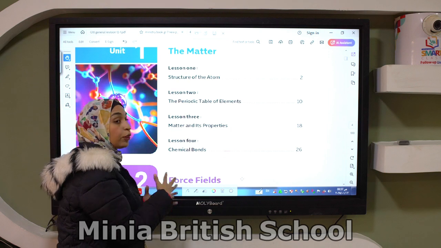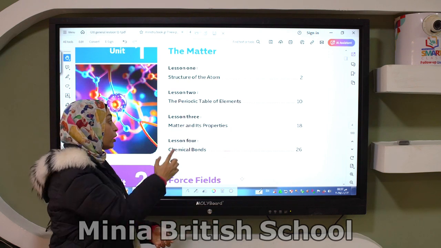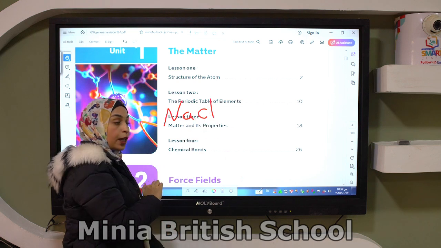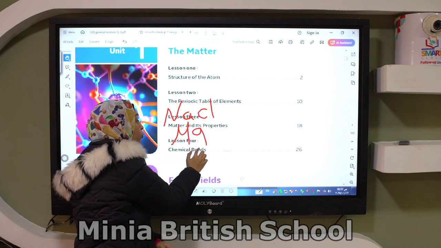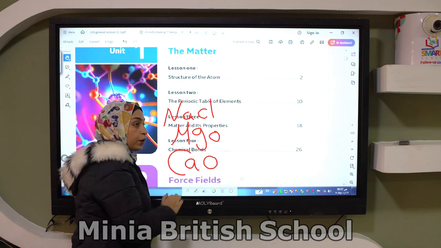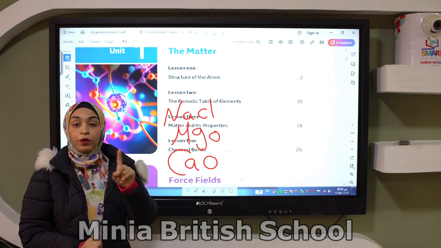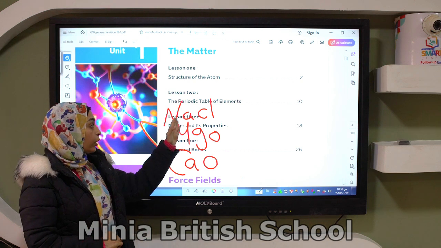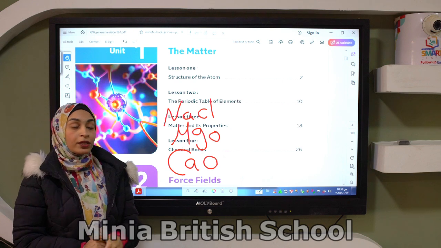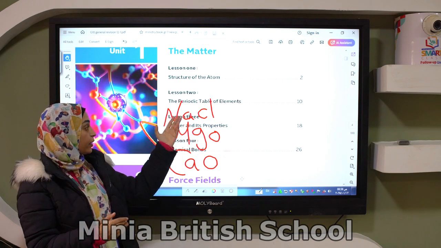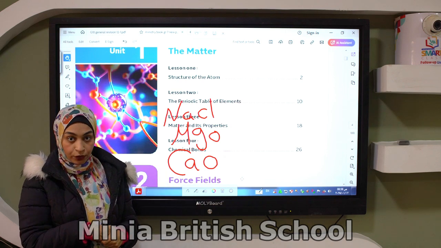For example, the most common ionic compounds are NaCl and also MgO, magnesium oxide, and CaO, calcium oxide. And don't forget that the number of positive charges must be equal to the number of the gained electrons in the negative ion. For example, the most common one is sodium chloride, or we can say the table salt.